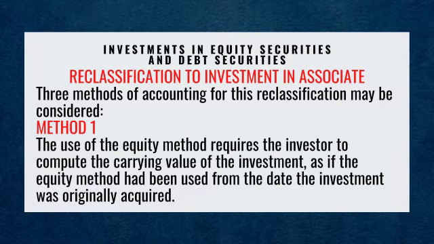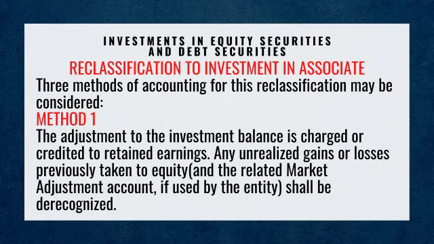Three methods of accounting for this reclassification may be considered. Method 1. The use of the equity method requires the investor to compute the carrying value of the investment as if the equity method had been used from the date the investment was originally acquired. The adjustment to the investment balance is charged or credited to retained earnings.